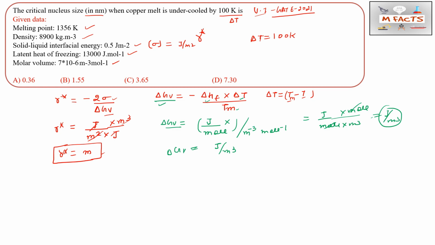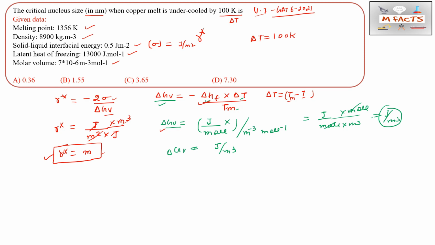If you know the unit of R must be in meters, centimeters or nanometers, you can have an idea about all these units. You know the unit of delta HF, delta T is given, and you know Tm, so you can find the unit of delta GV. But you are getting joule per mole and you need joule per meter cube. That is why we need to change this value.